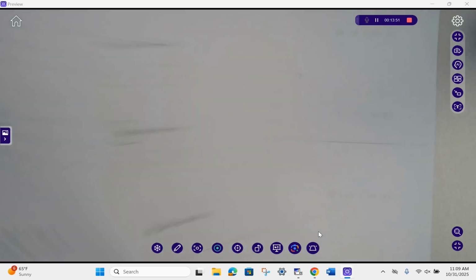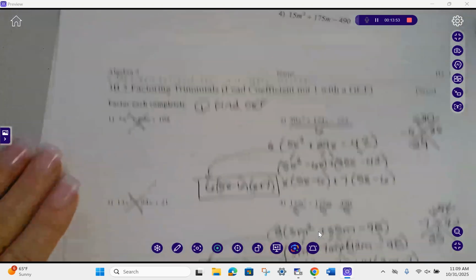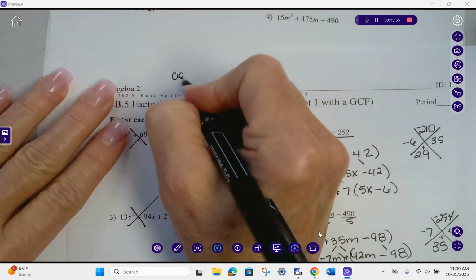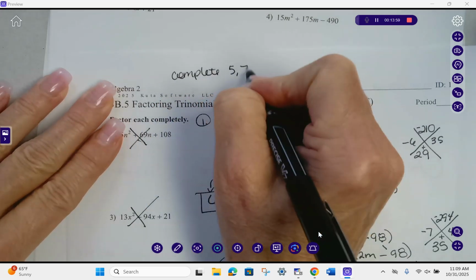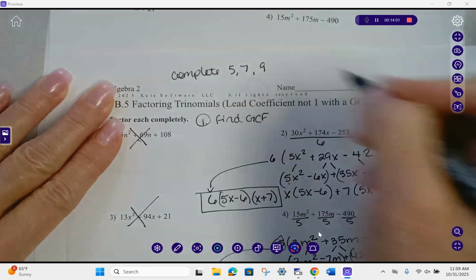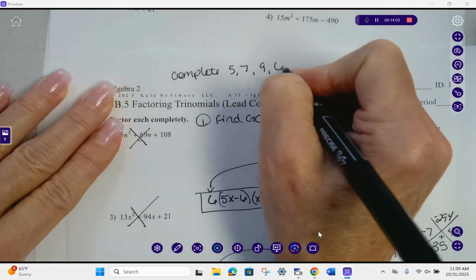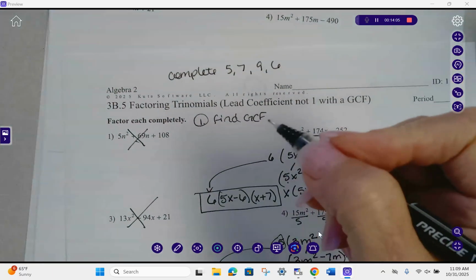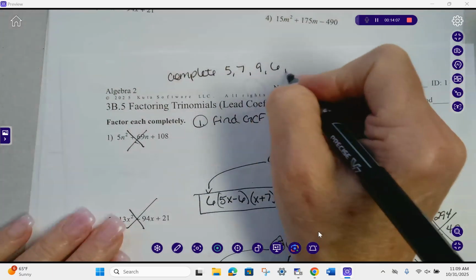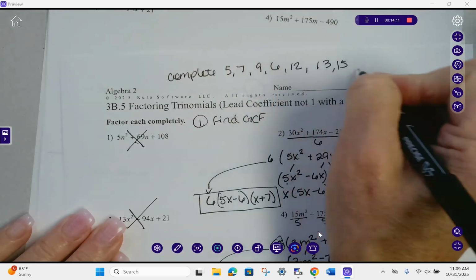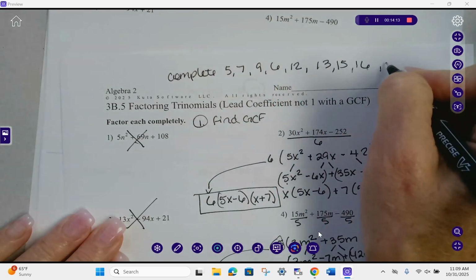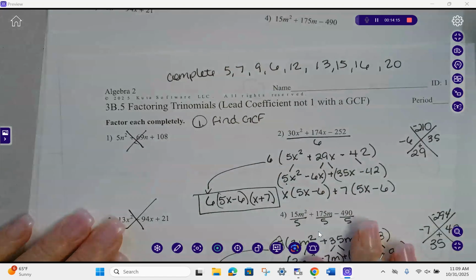All right. So write that at the top. Complete 5, 6, 7, 9, 10, and 12, 13, 15, 16, and 20.